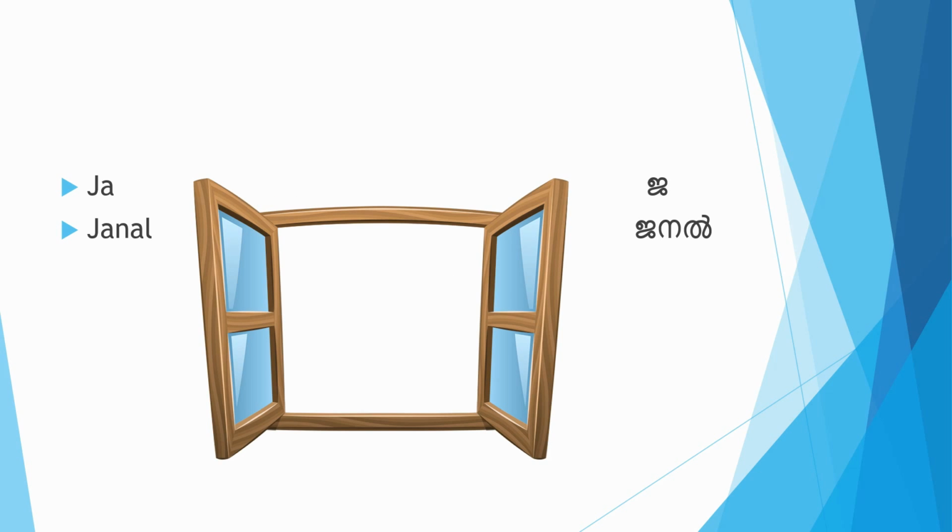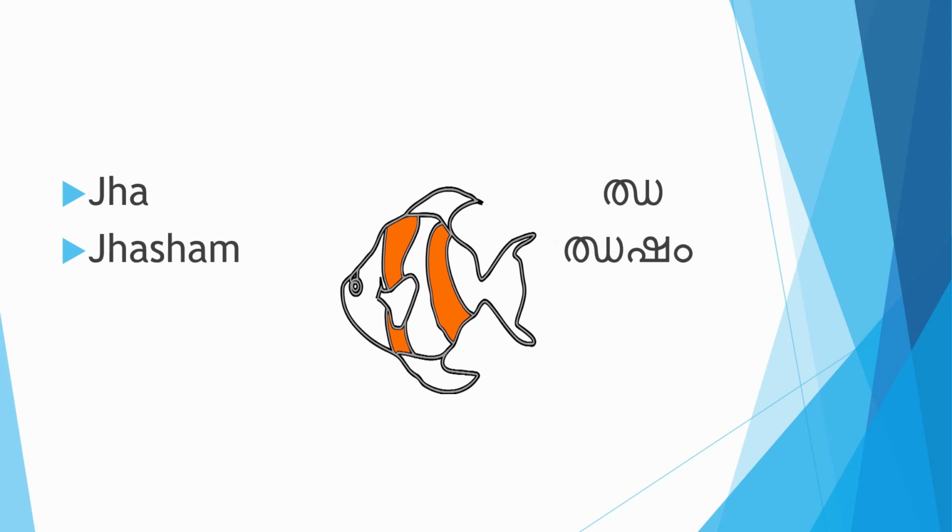Ja, janal. Janal means window. Ja, ja. This is one of the least used consonants, to be honest. And this word is jesham. Jesham is like a synonym for fish, which I don't think is ever used in a normal conversation. So this is like a synonym word, but never used in daily life. But we have to learn that particular consonant. So I have used this word here, jesham. It means fish.